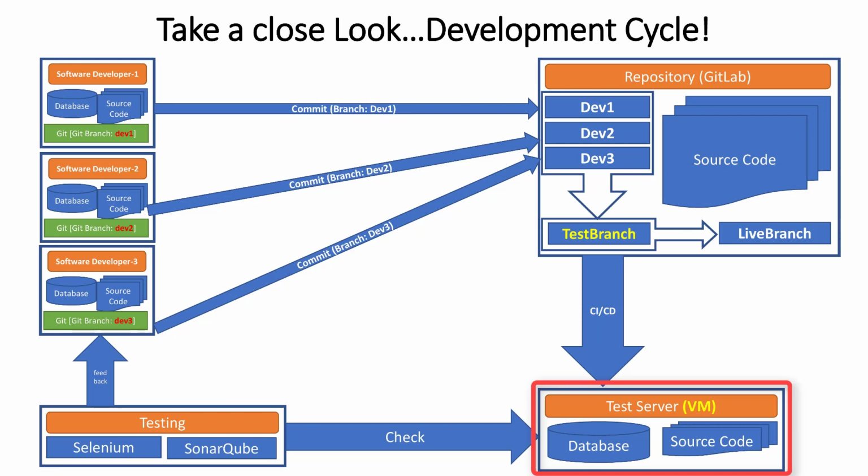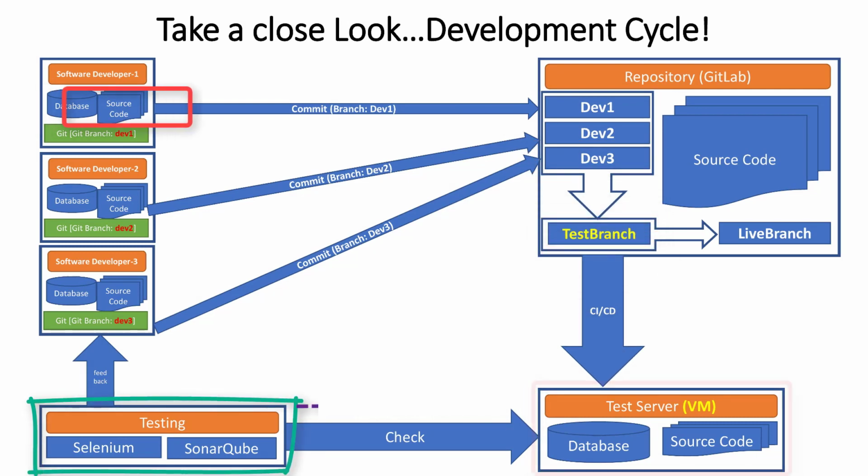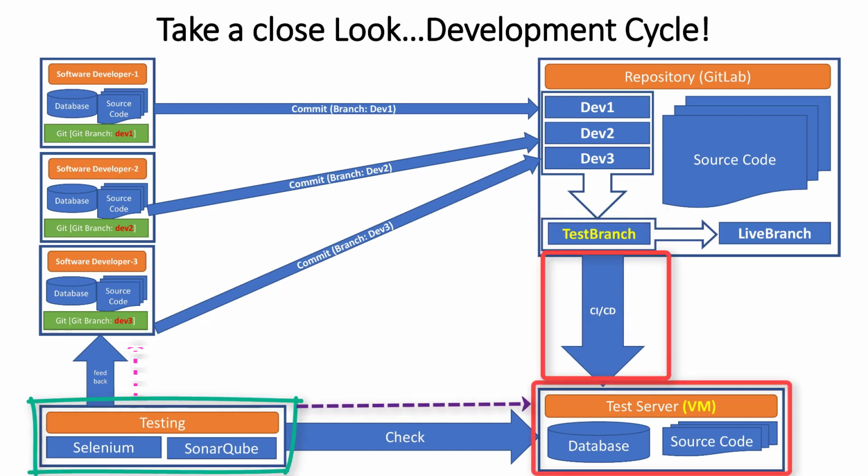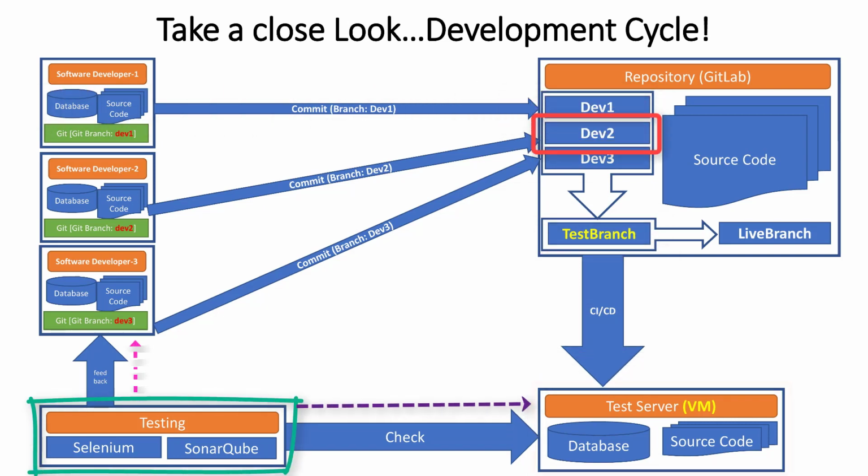After the application is deployed on the test, staging server, Selenium performs software quality testing and SonarQube performs software security testing on the application. If a bug or vulnerability is found, it is fed back to the concerned software developer to solve this problem. This is the way application development will progress until the desired outcome is achieved.